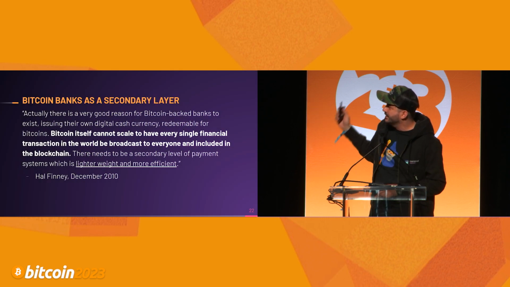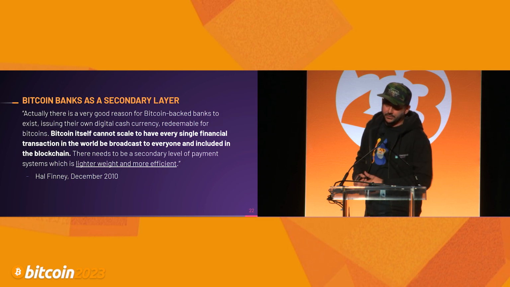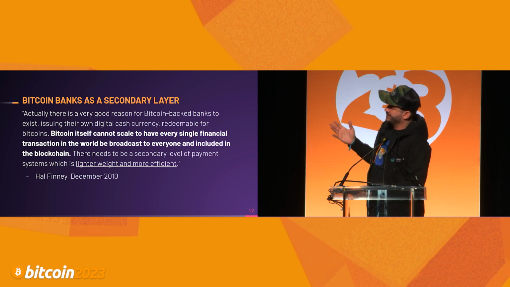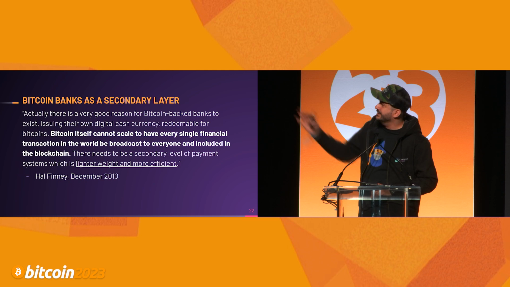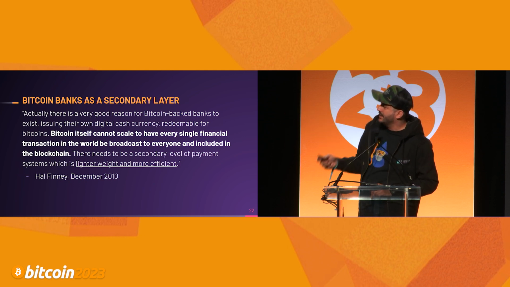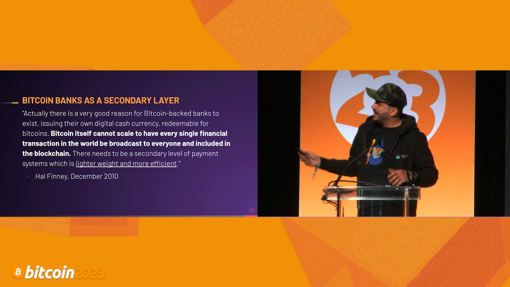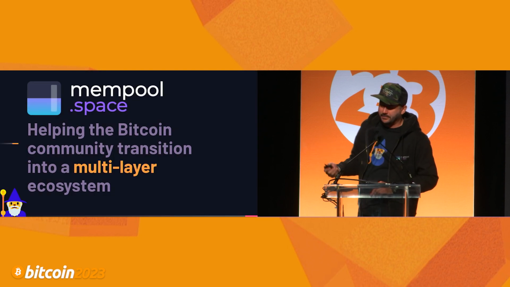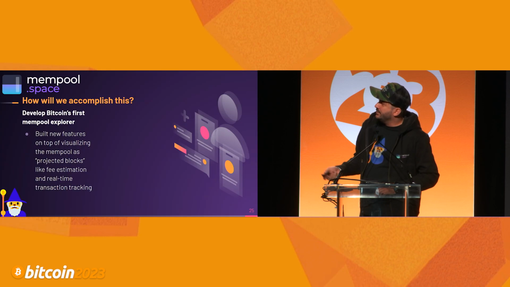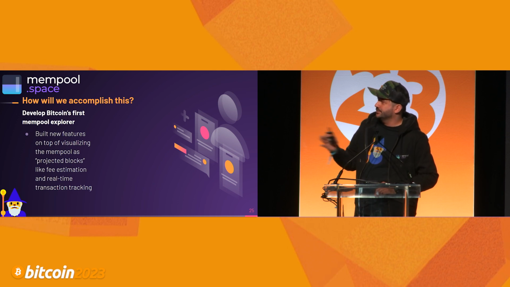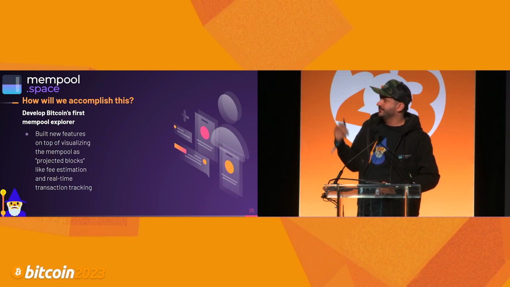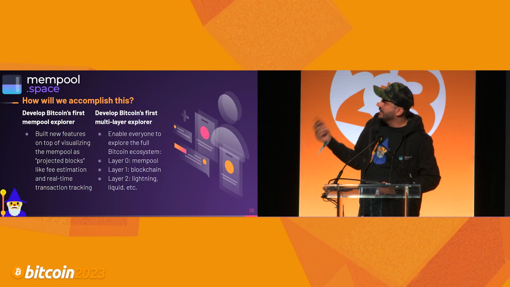And the earliest Bitcoin community members, this is such a great quote from Hal Finney: Bitcoin itself cannot scale to have every transaction in the blockchain. There needs to be a secondary level of payment. And so we know that Bitcoin is migrating to a multi-layer ecosystem, and we want to help the community do this. And so how are we going to do that? Well, we make a mempool explorer with the projected blocks, and this allows you to do very accurate fee estimation, very accurate real-time transaction tracking.